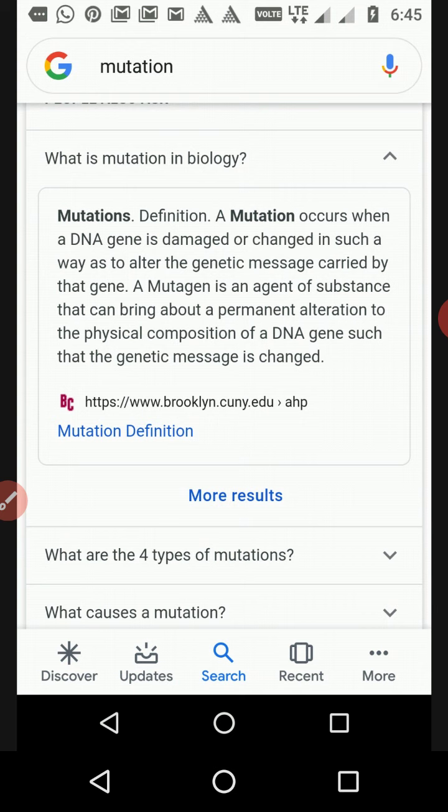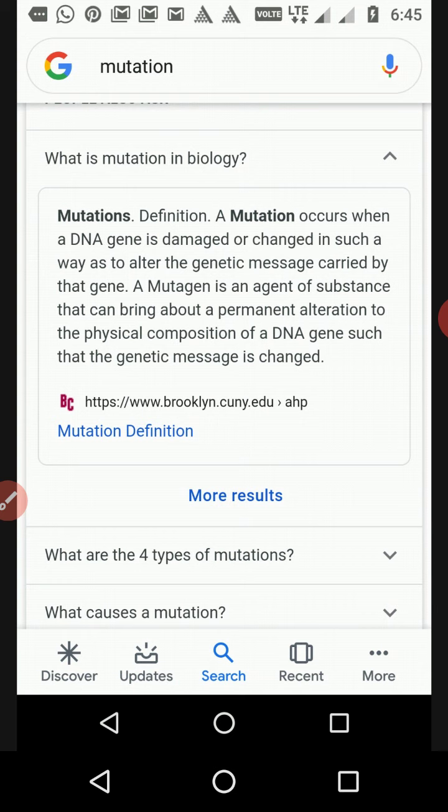What is mutation? Mutation is a process due to some changes in DNA structure. Mutation is the process when some effective changes or some disorder occurs in the structure of DNA. Clear? That is called mutation. Now you want to ask, what is DNA structure?